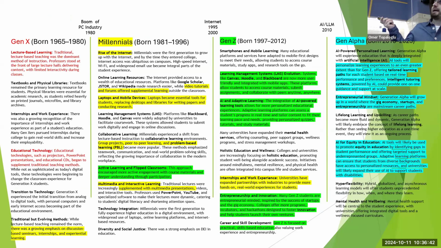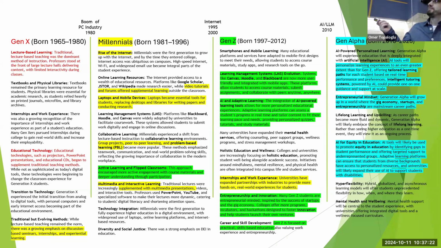So Gen X, those are the people born between the 60s and 80s. So these Gen X went to college around this time, which means when they went to college, there were personal computers already. So they were using computers, but there was no internet connection back then, at least not high-speed internet. Therefore, even though they had the computers, they used them for presentations and PowerPoints, but they could not use them for content creation.